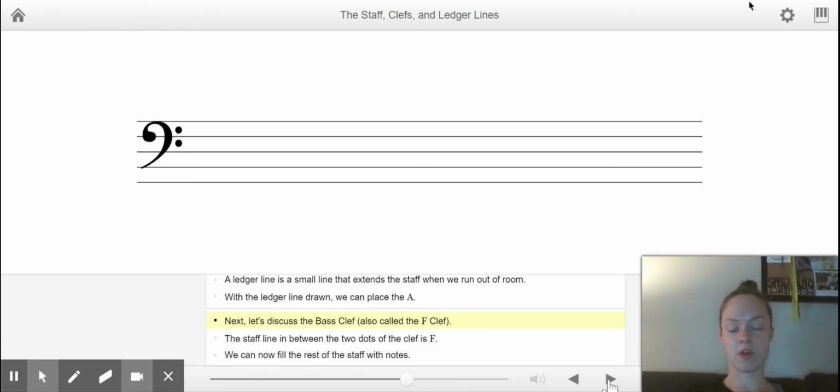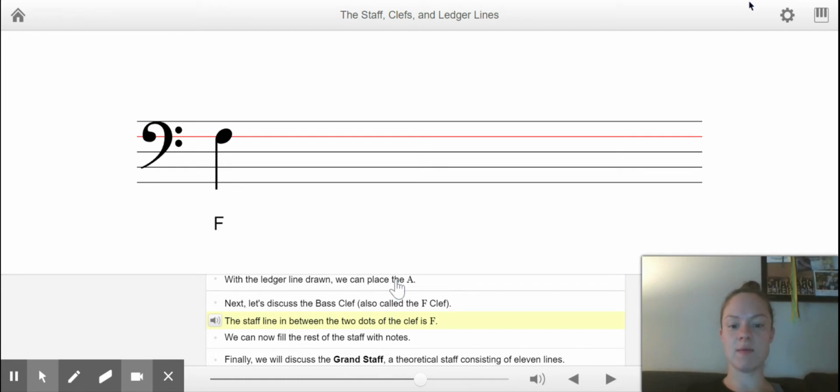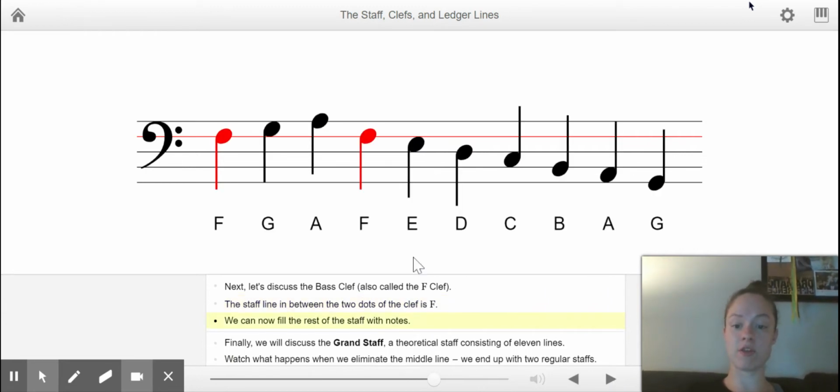So without further ado, this is the bass clef, also known as the F clef, because the staff line in between the two dots of the clef is F. So dot, dot, and then there's your F. So now that we have our F, we can now fill in the rest of the notes. So F, G, A, etc., etc.